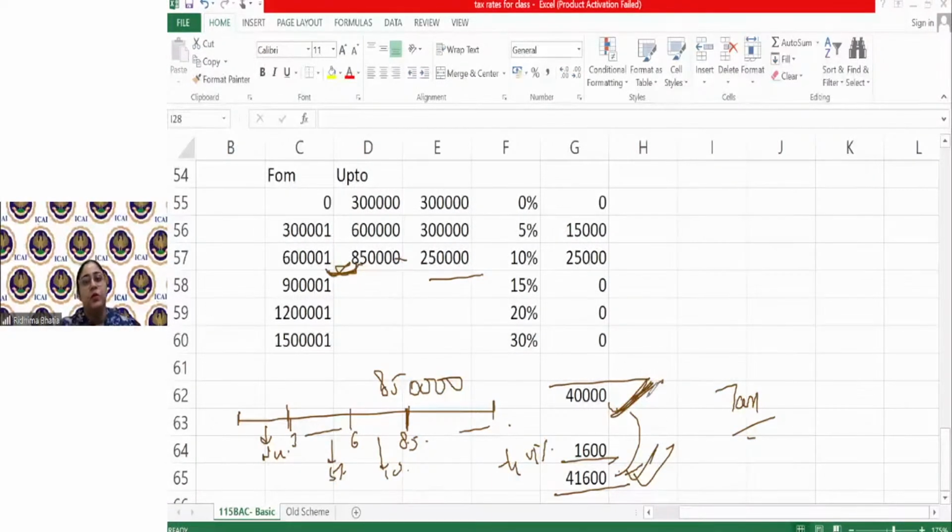Okay. So now is it clear how to compute the tax as per the new scheme? Yes or no?